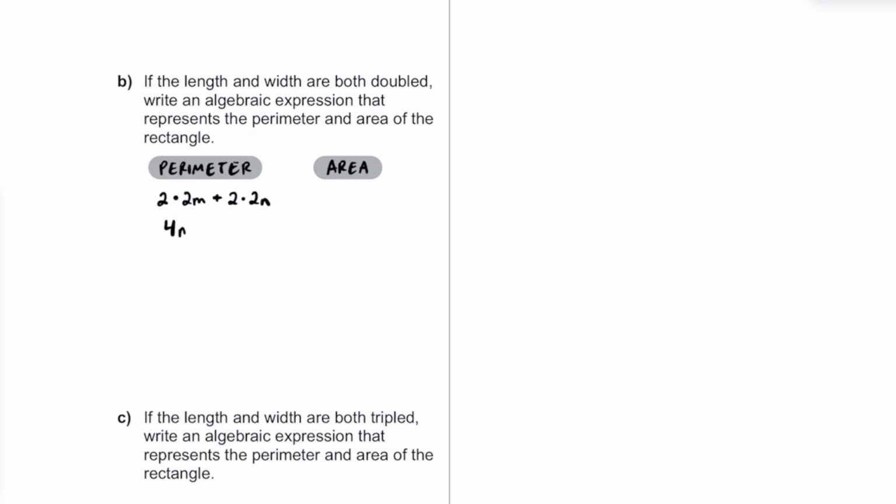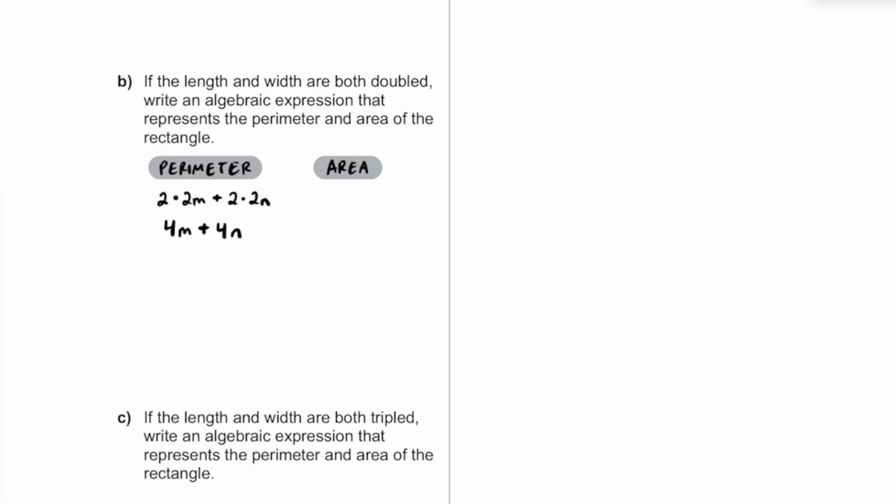So we can say this is going to be 4m plus, using similar thinking here, 2 times 2 is going to be 4. This is going to be 4n over here. So this expression right over here would represent the new perimeter of this rectangle if both the length and the width were doubled. Now, what about the area?